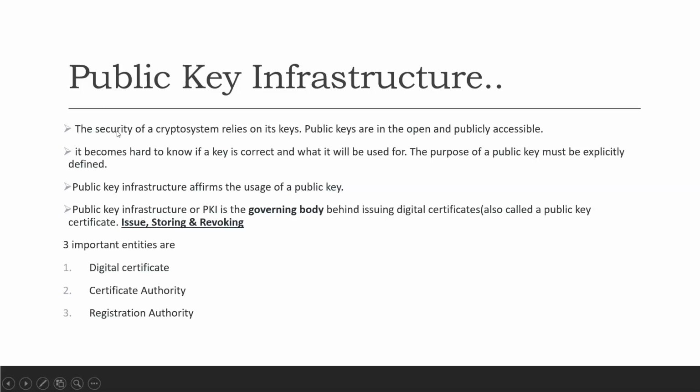You have seen that the security of crypto systems lies in the keys. Public keys are open and publicly accessible, because everyone has to use the public key before sending an encrypted message. So public keys are kept open, but it becomes very hard to know if the key is correct and what it is being used for. The purpose of the key must be explicitly defined. Public key infrastructure affirms the usage of the public key.